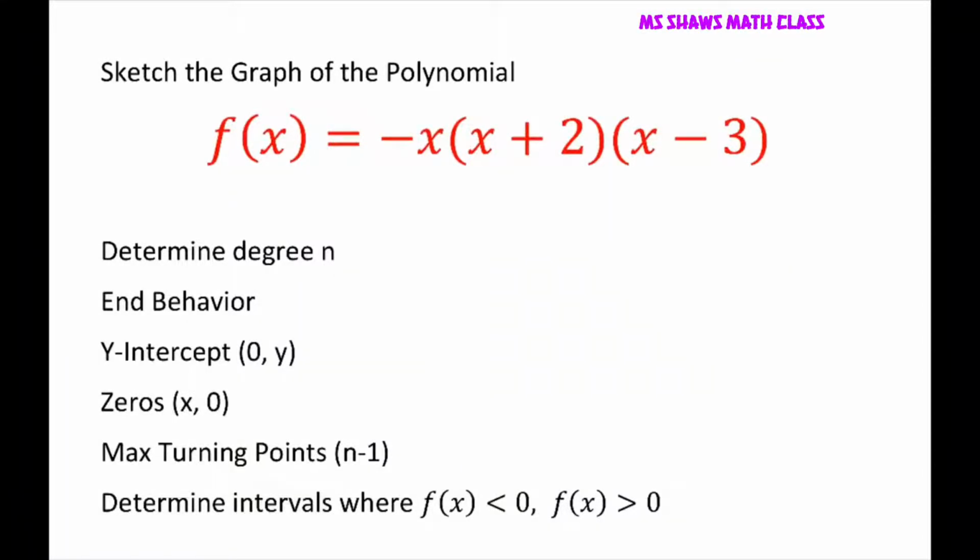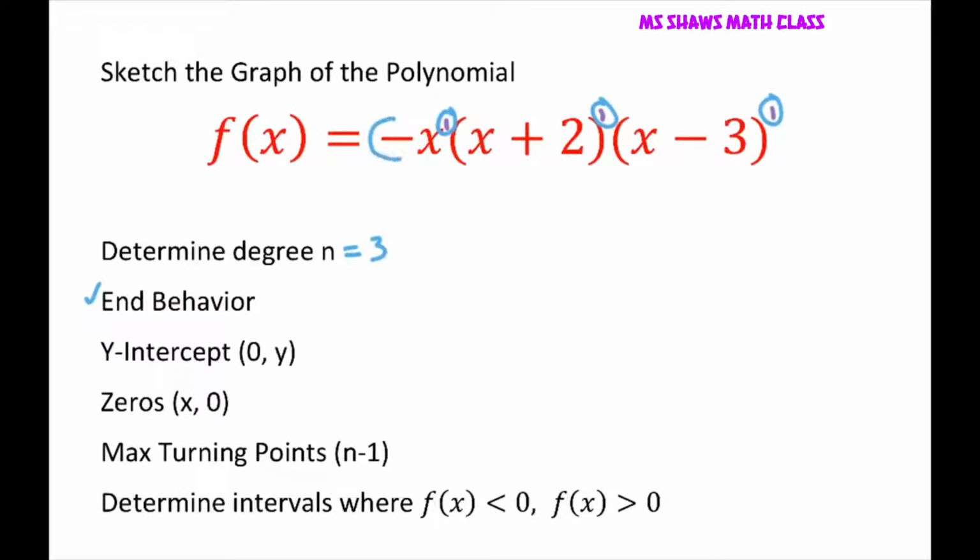Hi everyone, we're going to sketch the graph of this polynomial, determine the degree, and fill out all this information. If we look at this, this is x to the first power, this is to the first power, this is the first power. So to get the degree without having to put this in standard form, you just add these up. 1 plus 1 plus 1 is 3, so n equals 3. We'll discuss end behavior in just a minute.